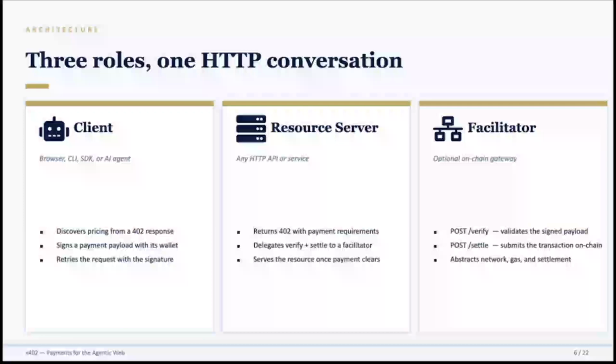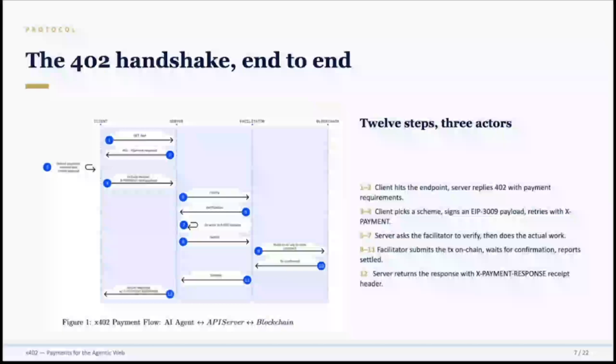The resource server sends it to a facilitator on the right. So it calls, for example, two API endpoints, verify and settle. They'll settle the transaction, and then the resource server will provide the API response to the client. So this is a snapshot from the white paper. Basically, it's how this works right now.